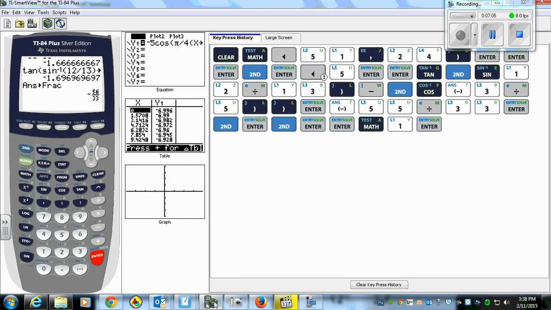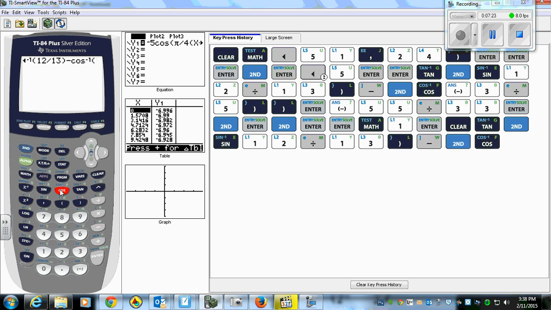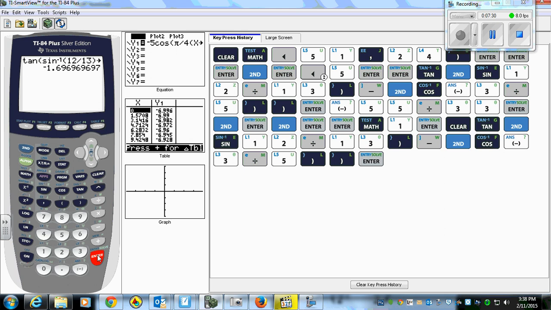Notice I can bring up my calculator and I can say tangent of inverse sine of 12 over 13, close that out, minus my principal angle, cosine inverse of negative 3 over 5, close that, and I get that decimal expansion, and I can verify that my negative 56 over 33 is the same decimal expansion showing that they're equivalent.